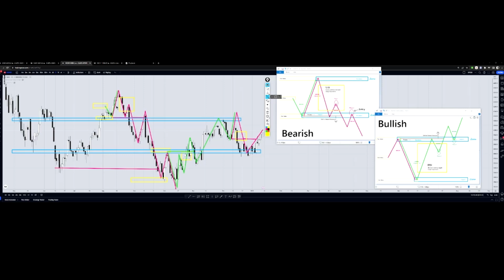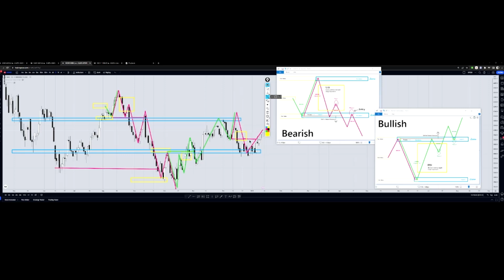So you can see on here, I've demonstrated that concept. We have the high, low, higher high breaking structure, phase 2 delivery here, and then it continues down. Low, high, lower low, breaking structure, phase 2 delivery, and prices carry on going up.